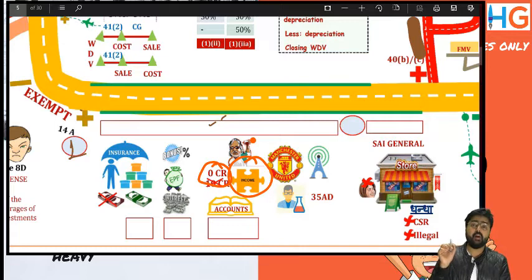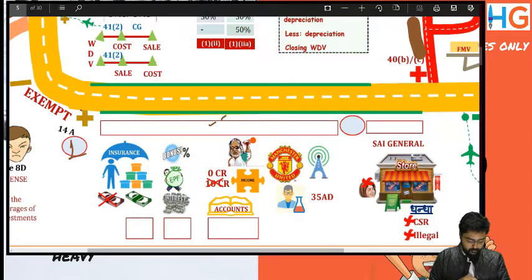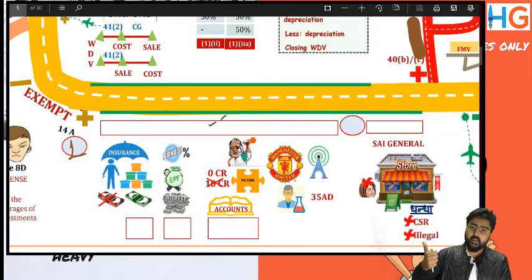Provision for bad debts are allowed only for specific undertakings like banking companies, NBFCs. Only for them, this special provision was applicable for deduction of provision for bad debts. Normal cases, we have to write it off in the books of account. So for bad debts, there are two conditions. It should have been included in the income. It should have been written off.